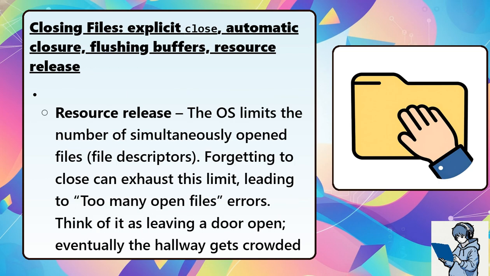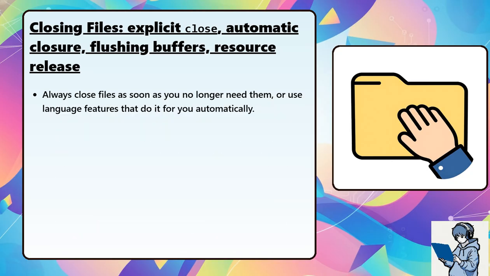Resource release. The operating system limits the number of simultaneously opened files, file descriptors. Forgetting to close can exhaust this limit, leading to too many open files errors. Think of it as leaving a door open. Eventually, the hallway gets crowded and no one else can enter. Always close files as soon as you no longer need them, or use language features that do it for you automatically.